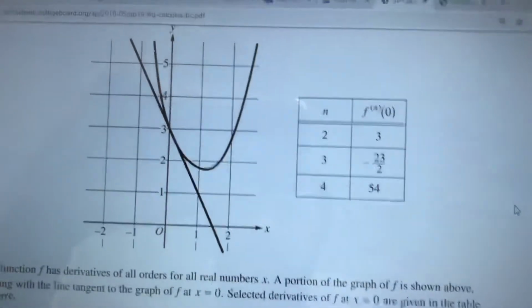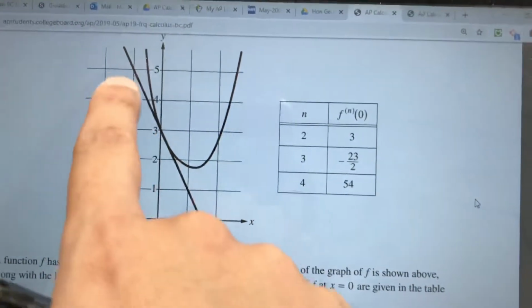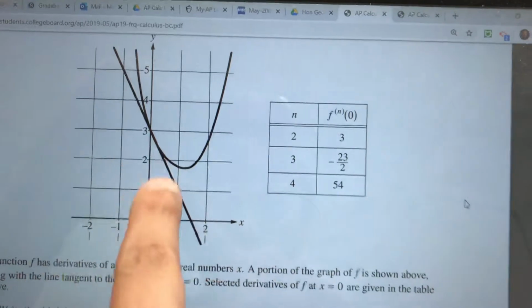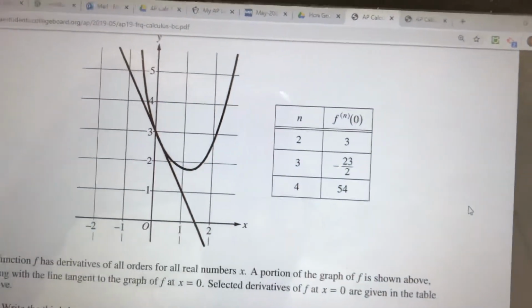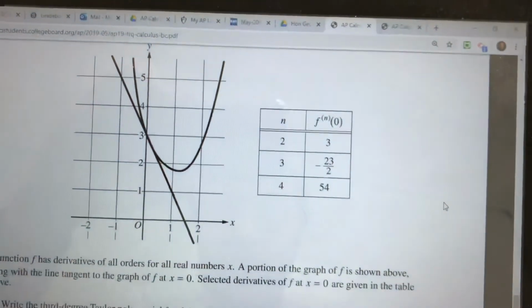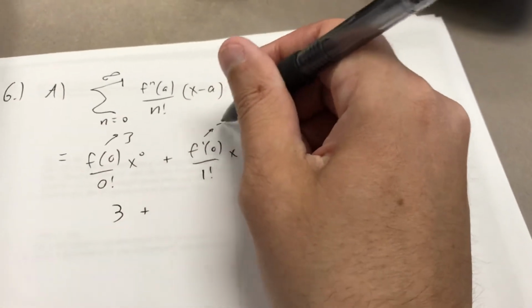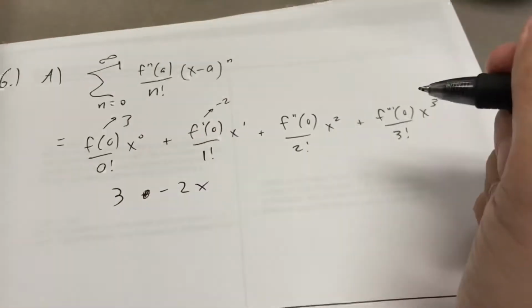Originally I didn't know what was going on here, but if you notice, they gave us a tangent line, and you can find the slope here. If you use this point up here and that point down there, the slope is going to end up being -2. So the derivative at 0, because that whole line has the same slope, including where it passes through 0, is -2, over 1 factorial times x. So I guess it's going to be -2x, okay?